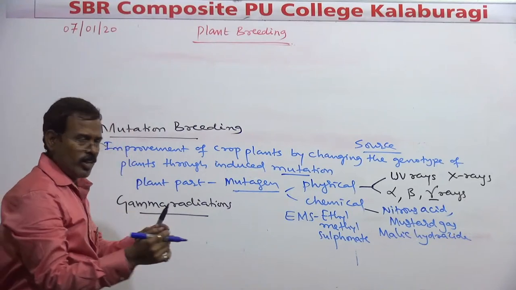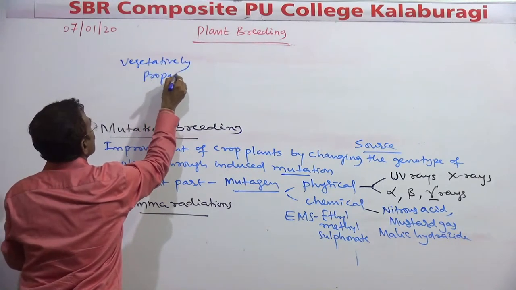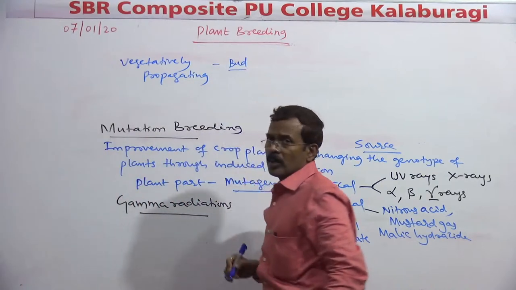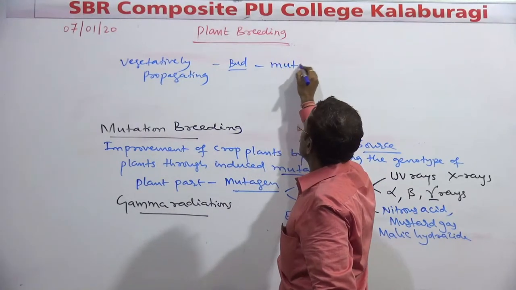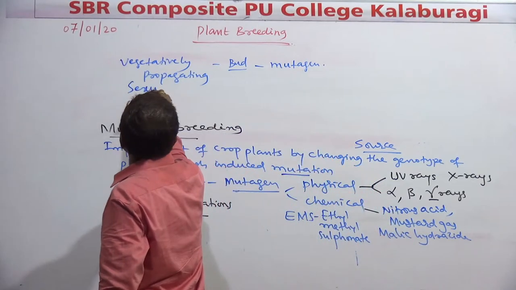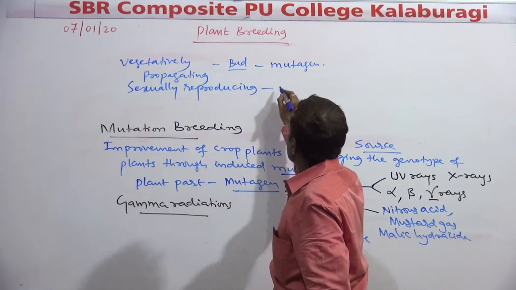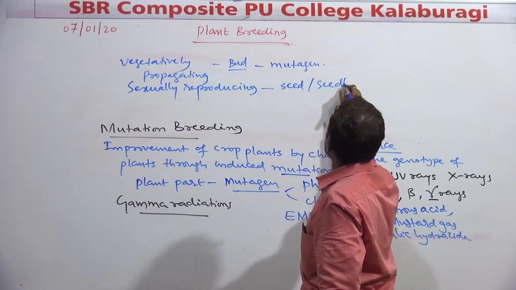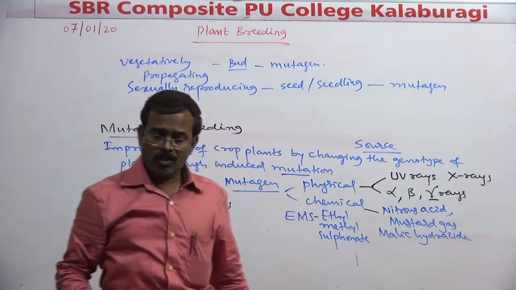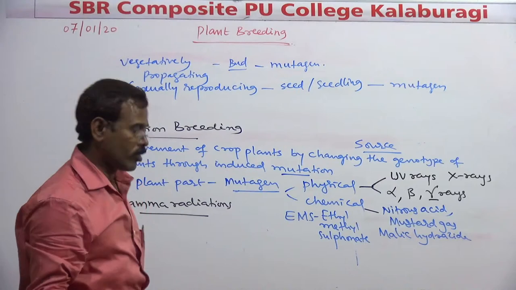If the crop is vegetatively propagating, we have to expose the bud to the mutagen. If it is a sexually reproducing plant, usually the seed or seedling is exposed to the mutagen. A specific dosage of this mutagen is to be exposed onto the plant part.